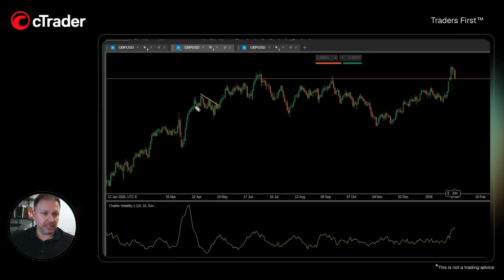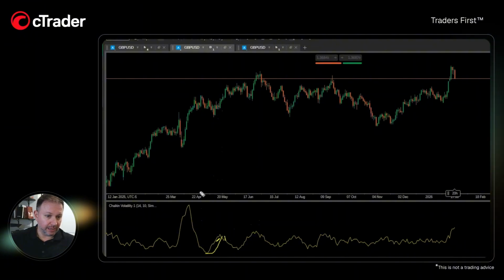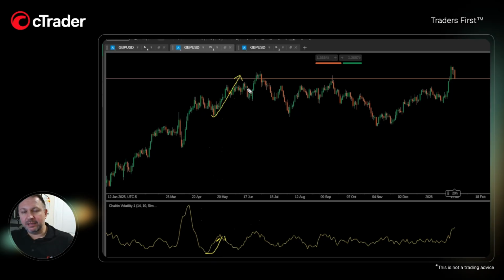Similar happens here after lower, reduced volatility. We can see that the indicator starts to rise before the price actually joins that, and the buyers actually manage to push the price and create another run.